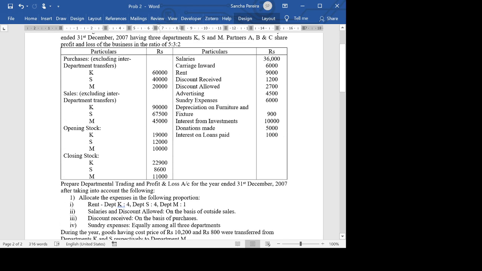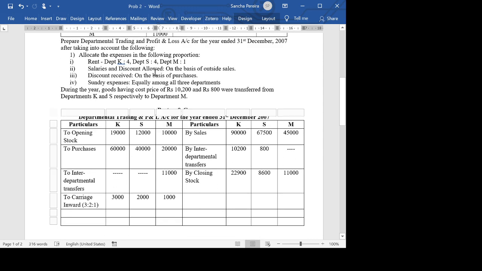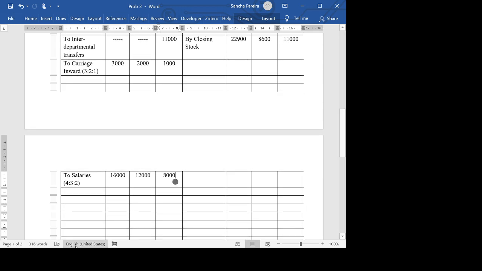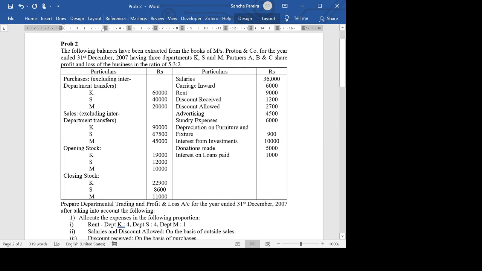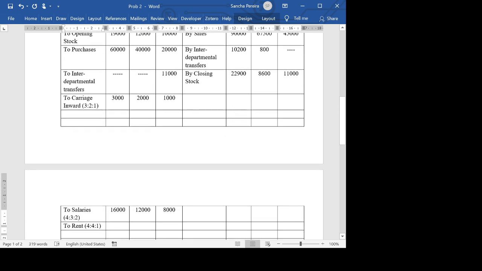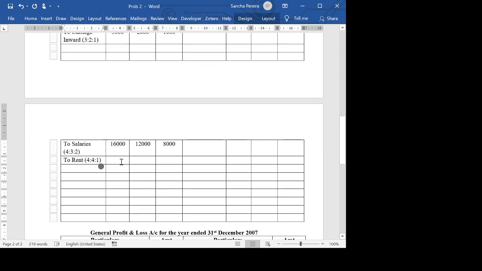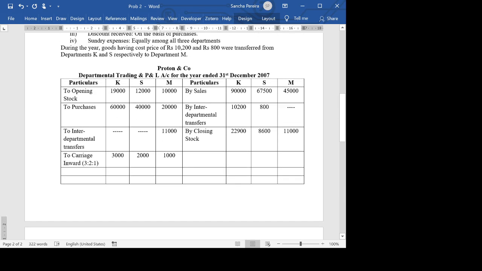Next item that we have is carriage inward, already shown. Rent, they have given a specific ratio of 4:4:1. And how much is the rent? Rent is 9,000. So 4:4:1. Check, this total comes to 9, so it will all be divided by 9. So you'll get 4,000, 4,000, and 1,000. I'm not wasting time showing these calculations, otherwise I'll never finish the problem. I'm assuming everyone knows to do the divisions.